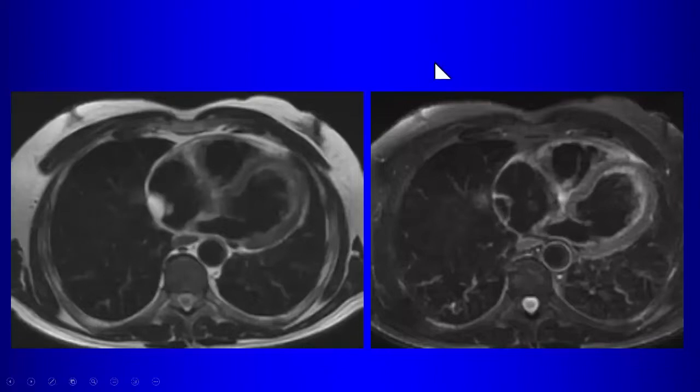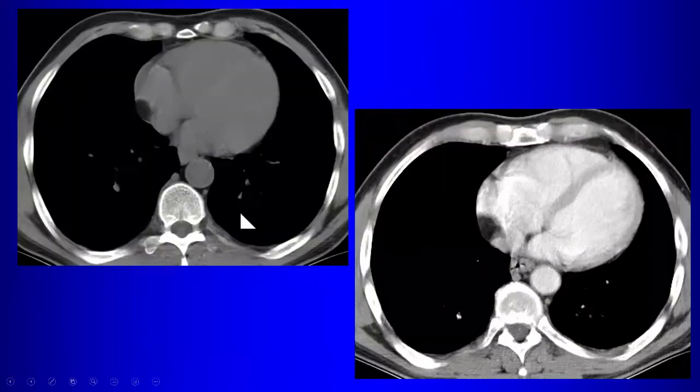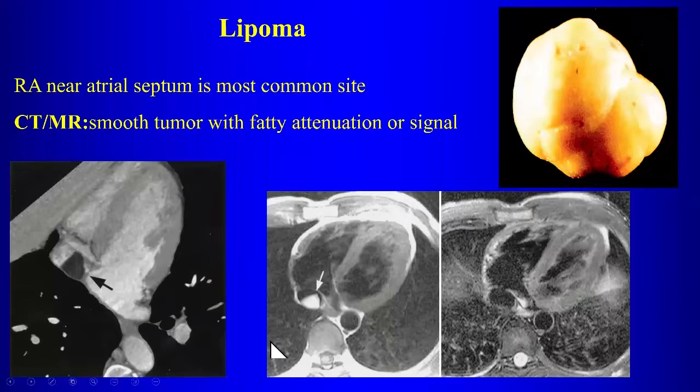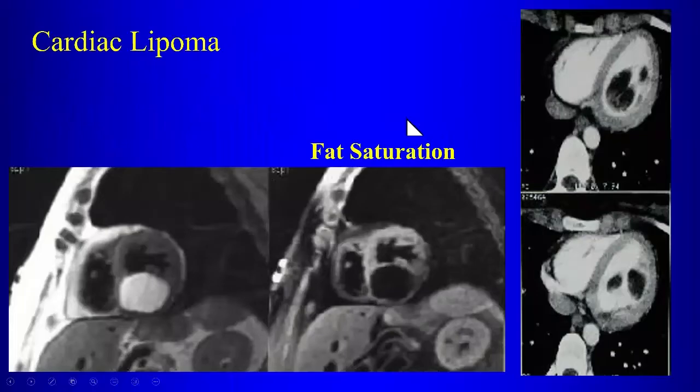These can also occur here, especially along the insertion of the inferior vena cava or along the right atrial wall. Here it is on CT, very easy to tell that that's fatty attenuation, and that represents a lipoma there within the wall of the right atrium. So the right atrium near the atrial septum, it's a common site near the IVC. So those are common sites to get these lipomas. Fatty attenuation on CT, bright on T1, and when you use fat saturation, you can make it go dark, okay, on MRI.